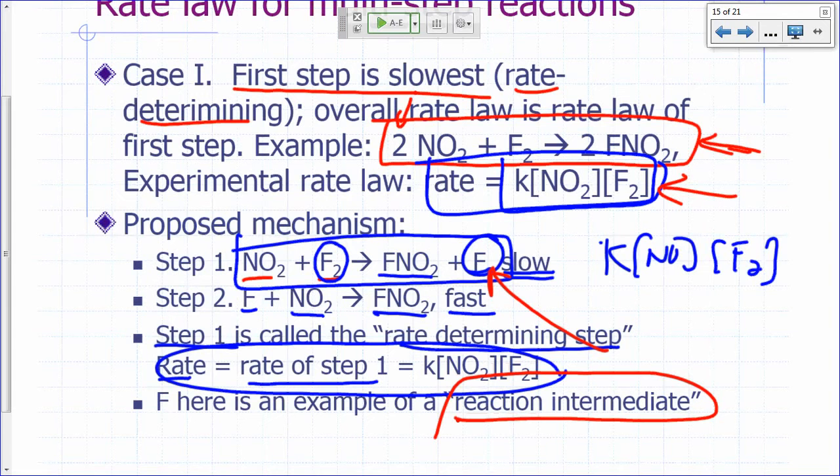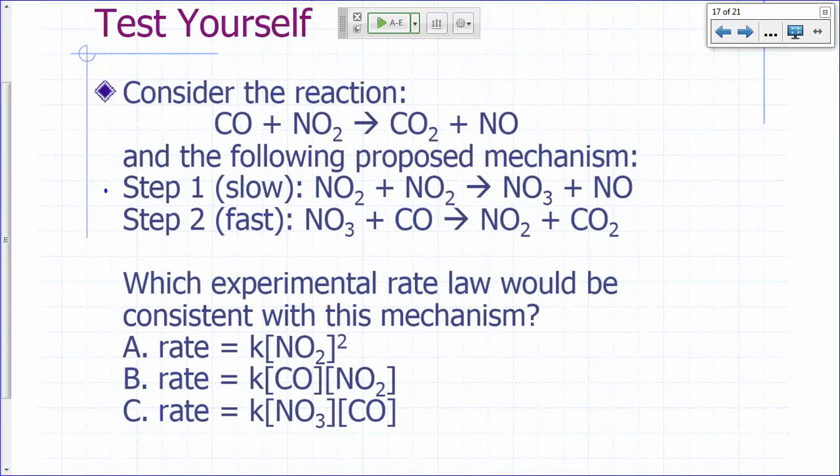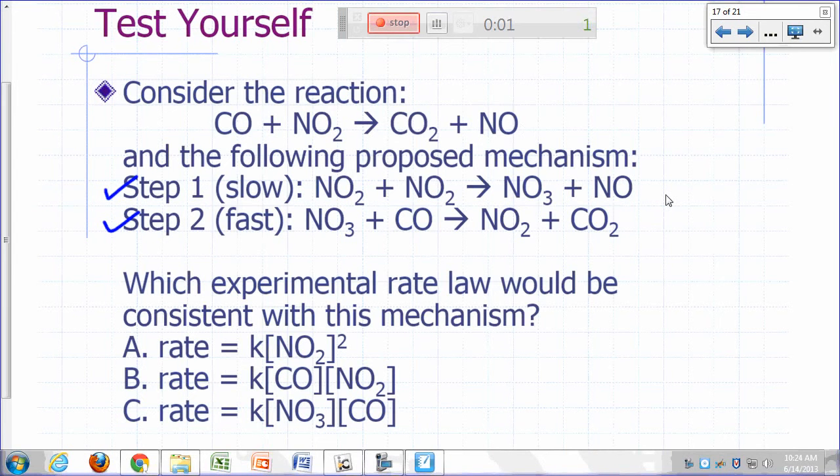Step 2 doesn't really matter, right? The rate at which you can produce your hamburger would be dependent only on how fast you can cook your patty. Okay? What would be the experimental rate law that would be consistent with this mechanism? You're proposing that step 1 is slow, step 2 is fast. What would be the rate law for this mechanism that you would observe in the lab if this was the mechanism? What's the rate law for this reaction?